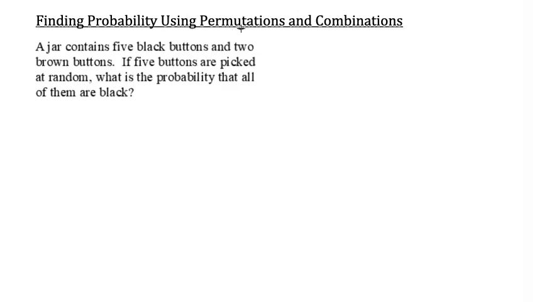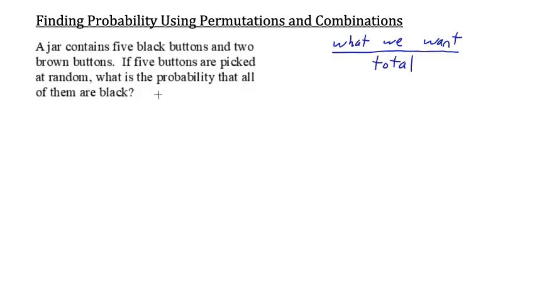Let's find some probabilities using permutations and combinations. Now remember, to calculate a probability, we'll create a fraction, and in the numerator we'll put what we want, and in the denominator we'll put the total. All right, a jar contains 5 black buttons and 2 brown buttons. If 5 buttons are picked at random, what is the probability that all of them are black?